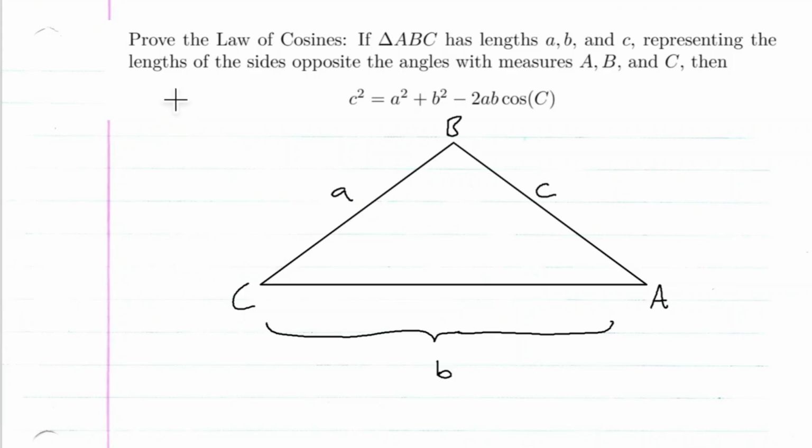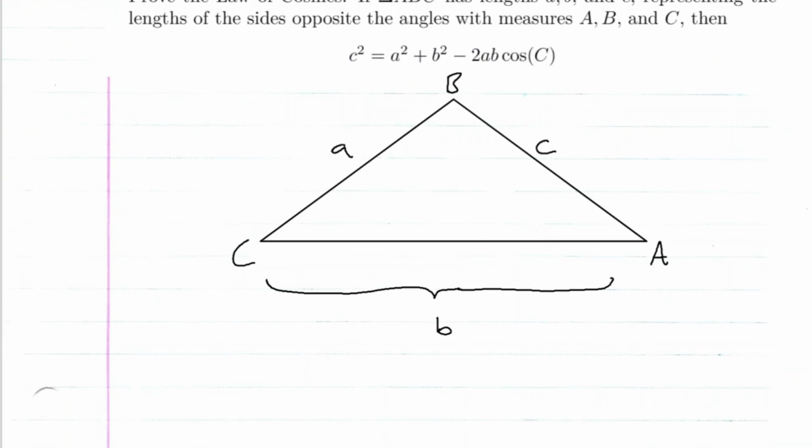Okay, so I'm going to prove the law of cosines, the next one. If triangle ABC has lengths a, b, and c, representing the length of the sides opposite of the angles with those measures A, B, and C, right? Capital A, little a is opposite of big A, little b is opposite of big B, and little c is opposite of big C. Then we know that c squared is equal to a squared plus b squared minus 2ab cosine C. So, of course, we have a cosine C in there, so I'd like to know what that is.